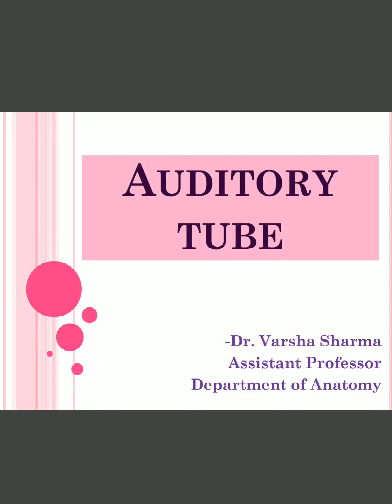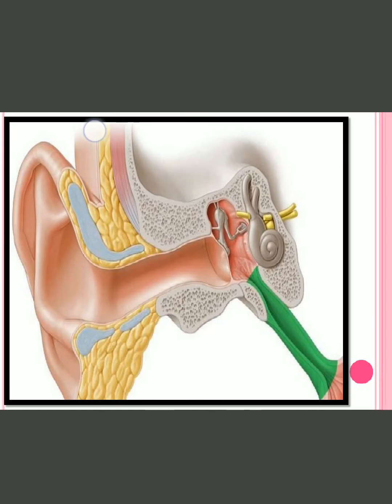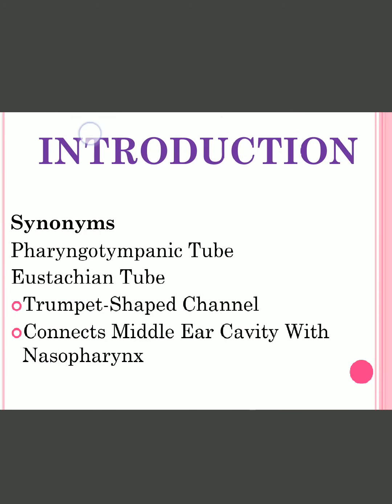Good morning, students. Today we'll talk about the anatomy of the auditory tube. This is the auditory tube highlighted in green in this image. Auditory tube is also known as pharyngotympanic tube or eustachian tube.